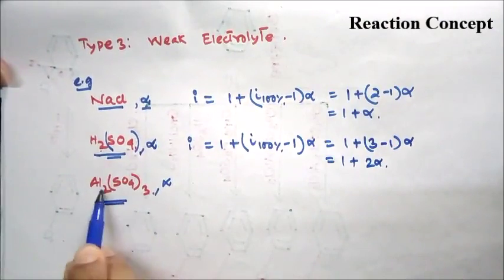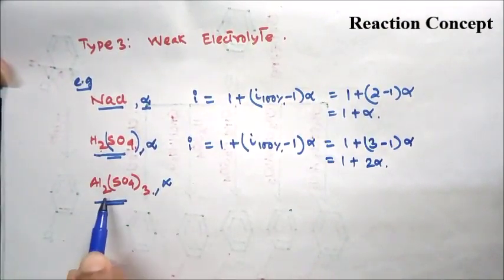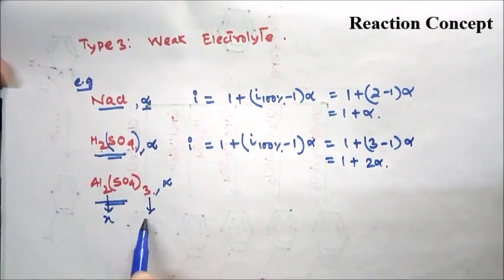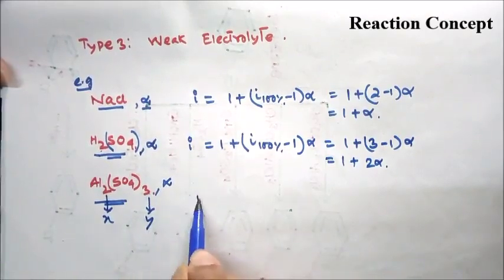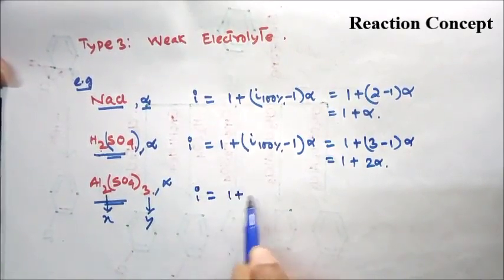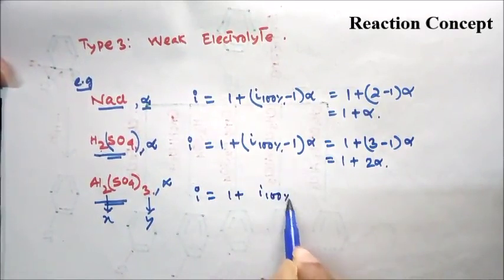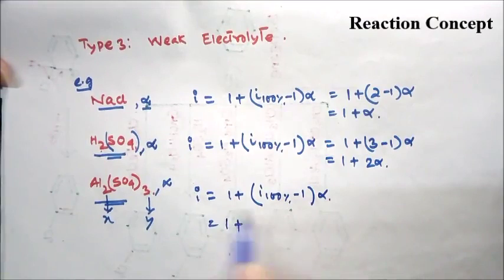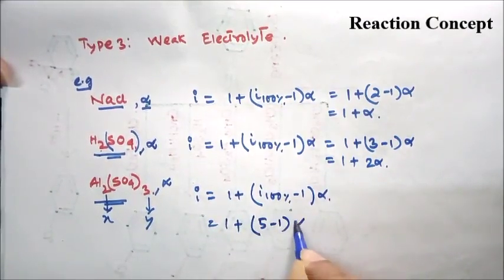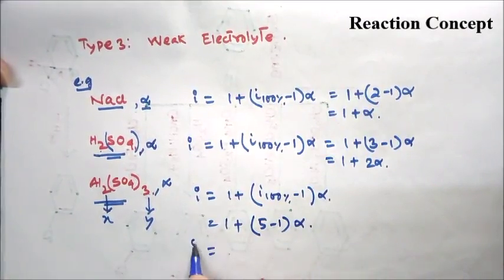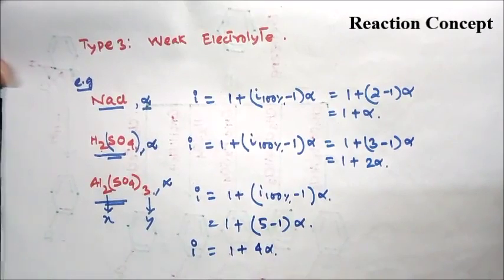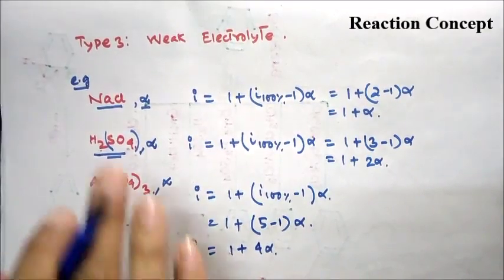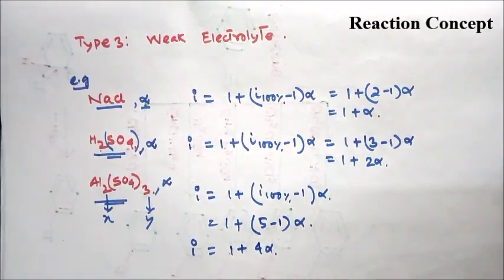For a solute like this, aluminum sulfate, here X is 2 and Y is 3. Okay, so I will be 1 plus (I 100% minus 1) into alpha. So here it is 2 plus 3, 5, minus 1, into alpha. So I would be here 1 plus 4 into alpha. This is how you have to calculate the Vant Hoff factor for a weak electrolyte.